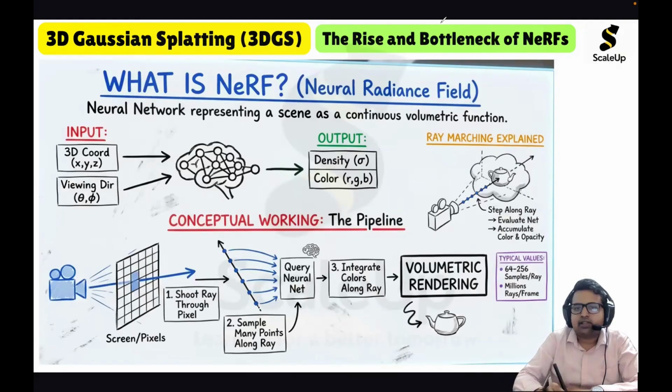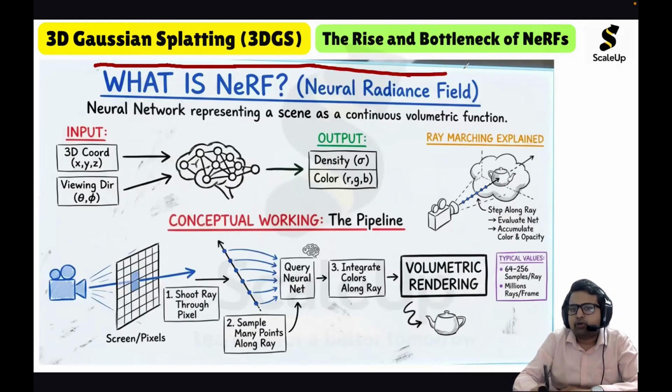Okay, now let us discuss neural radiance field in some detail. Now it will be very easy for you to understand neural radiance fields because whatever we have studied until now, that foundation will help you in understanding neural radiance field. So neural radiance field is basically a neural network which represents a scene as a continuous volumetric function.